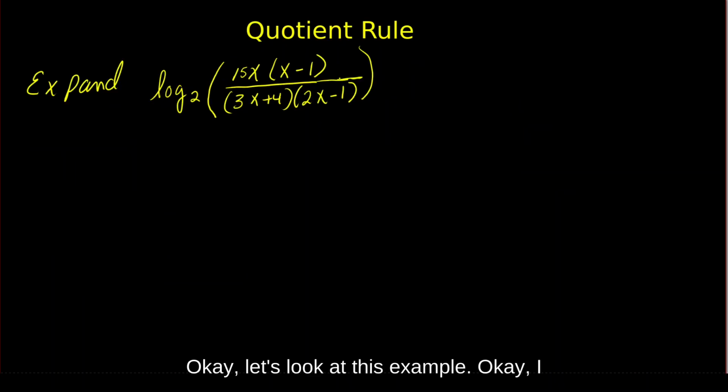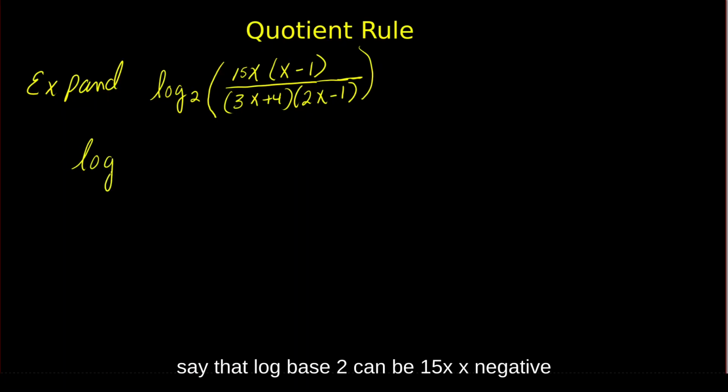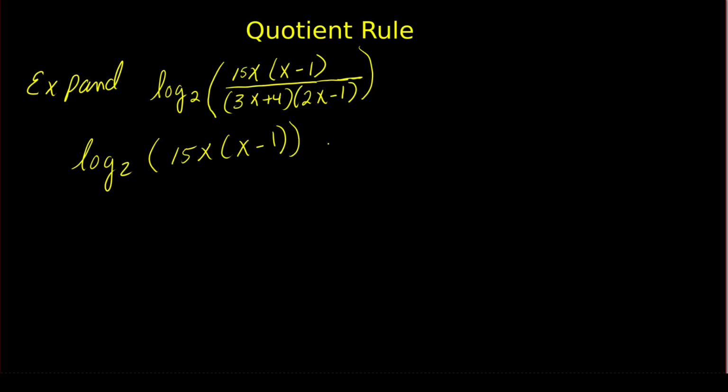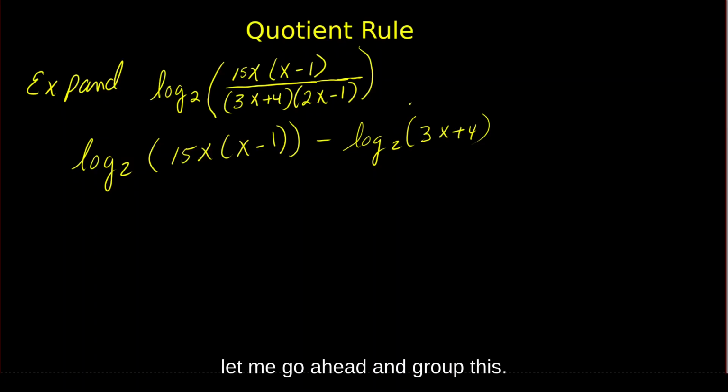Okay, let's look at this example. I can't factor anything, so let's just go ahead and use the quotient rule. So I can say that log base 2 of 15x times (x minus 1) minus the log base 2 of (3x plus 4), let me go ahead and group this.